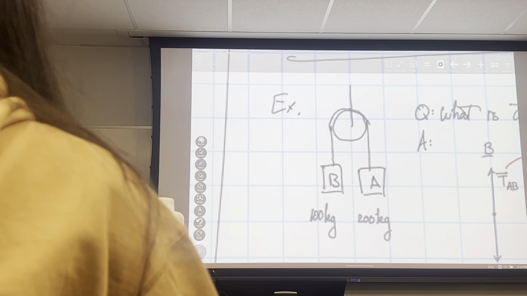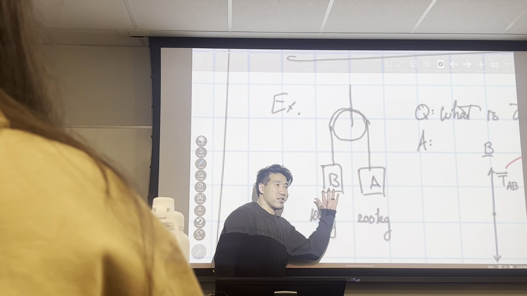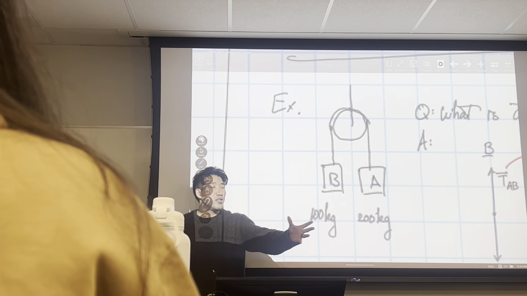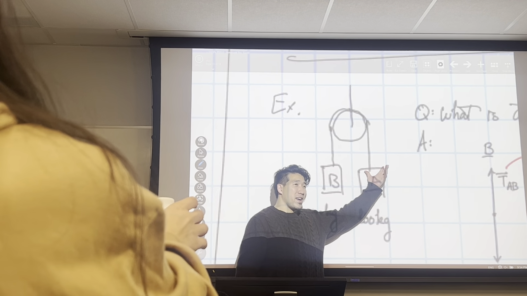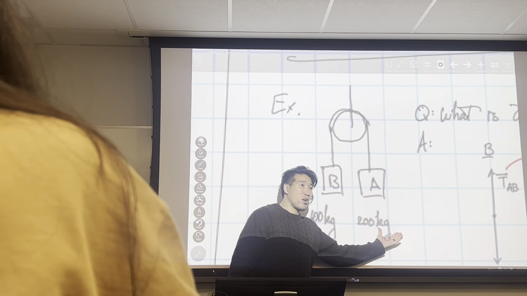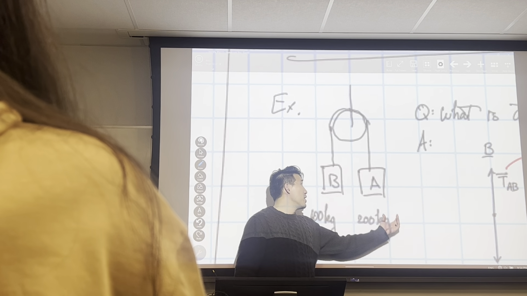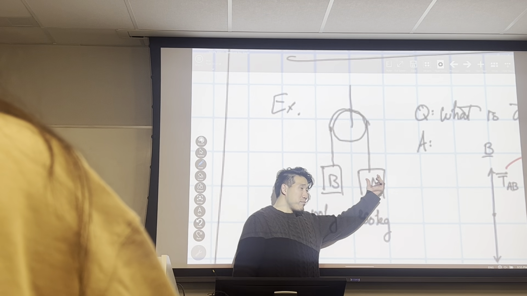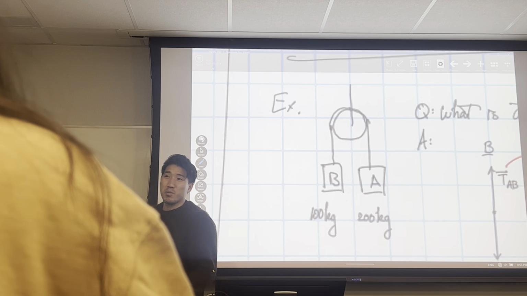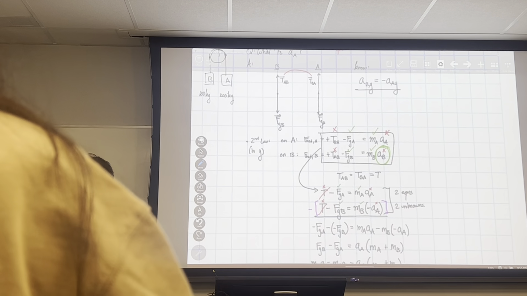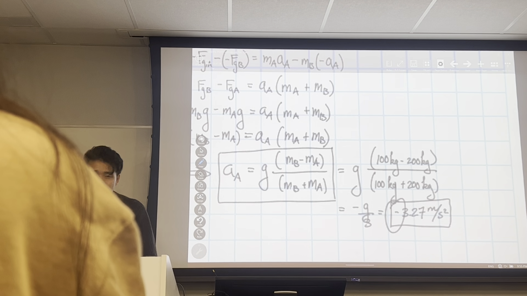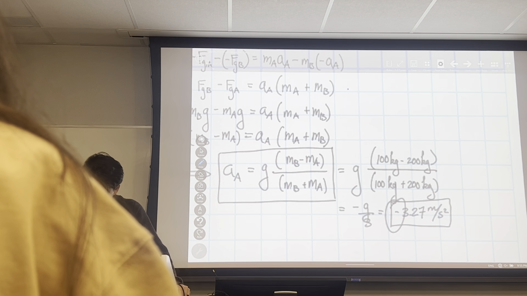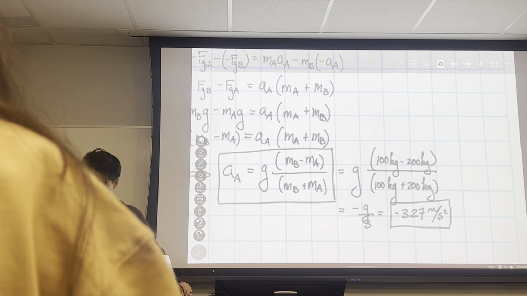If we just look at this pulley, which one is heavier? A is heavier, so A will likely win, and it's going to go down. Is that correct? It's going to go down. So the acceleration of A, because it's going down, should be a negative number, and it is. And so that should give us confidence that we did the problem correctly.